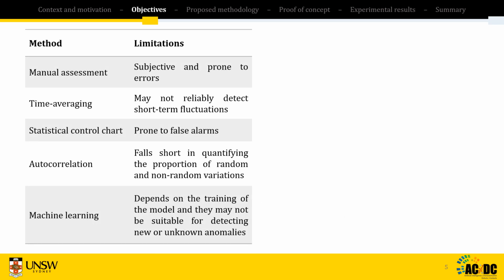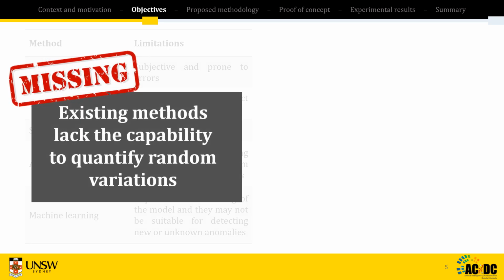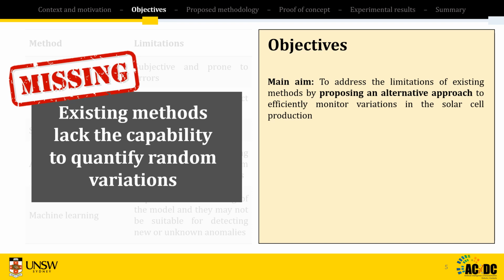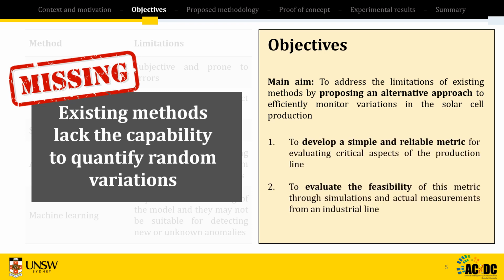Several methods have been developed to monitor variations in a production line. However, these methods have their own limitations, as you can see in this table over here. Most importantly, the existing methods lack the capability to quantify random variations. Therefore, the main objective of our study is to address these limitations by proposing an alternative approach. Specifically, we want to develop a simple and reliable metric for evaluating critical aspects of the production line, and second, to evaluate the feasibility of this metric through simulations and actual measurements from an industrial line.